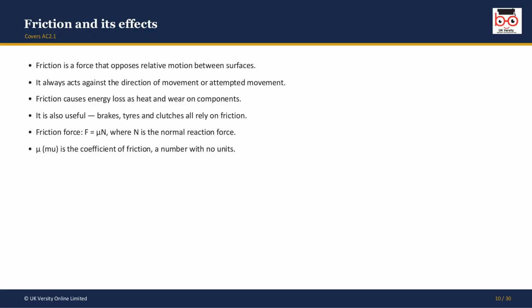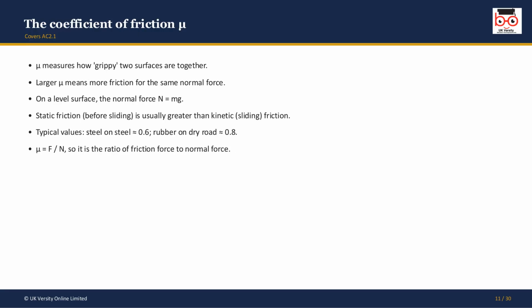We work it out with friction force equals mu times n, where n is the normal reaction pressing the surfaces together, and mu, the coefficient of friction, is just a number with no units. Let's look more closely at that coefficient, mu. It's a measure of how grippy two surfaces are together. A larger mu means more friction for the same normal force.